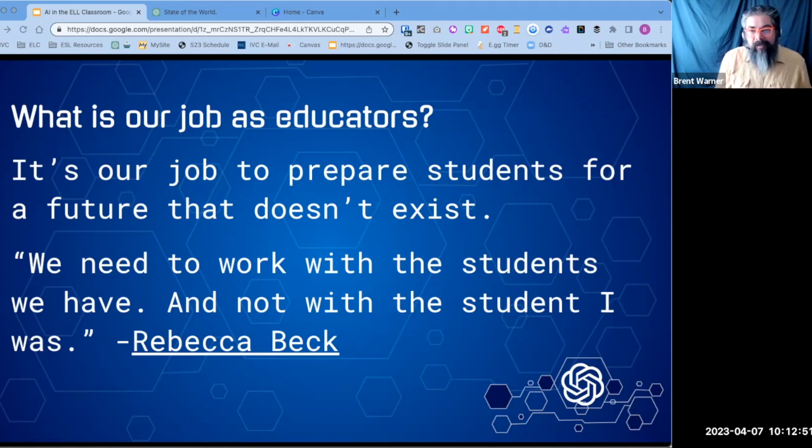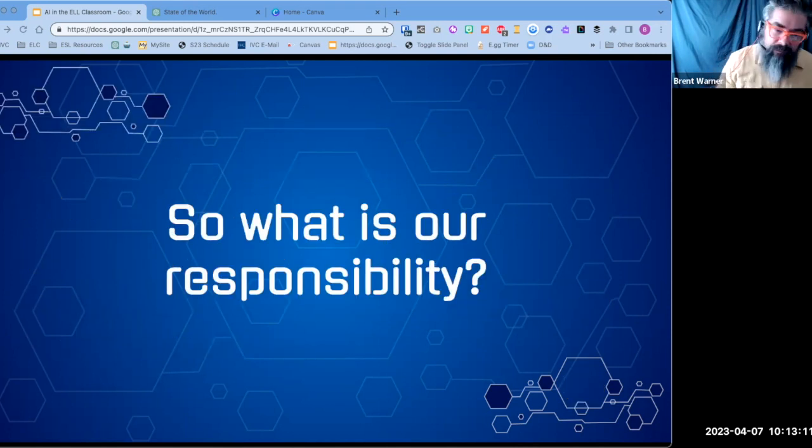And we need to keep pushing it forward and recognizing, okay, it's not the same thing as it was 20 years ago, 10 years ago, 5 years ago, 5 months ago. This is a big change we're really looking at. And so I want to make sure that we're all thinking about that from that perspective. So what is our responsibility? Well, here's the truth.